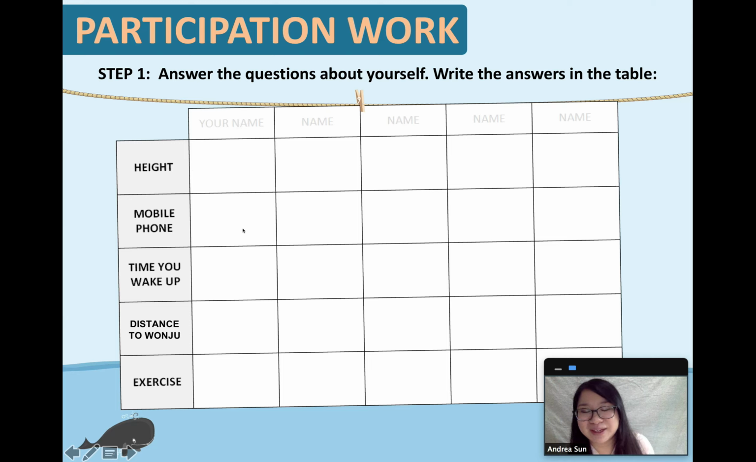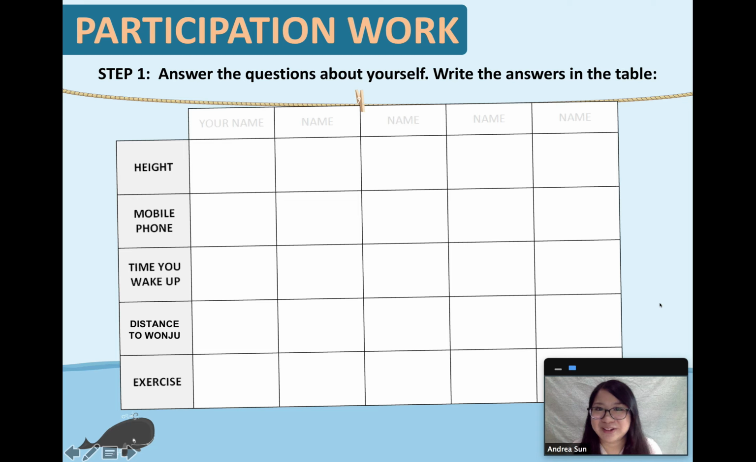You don't need to write your phone number. So maybe you can write iPhone or Samsung S9, whatever your model is. The time that you wake up, the distance you are from Wonju, because some of you I know are in other cities right now, and how often you exercise. Okay, be honest about your answers.